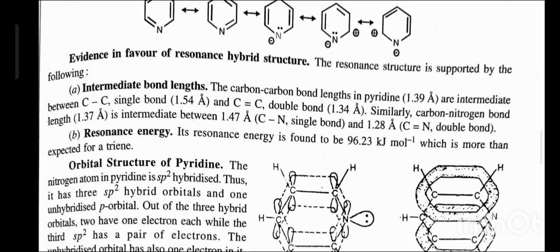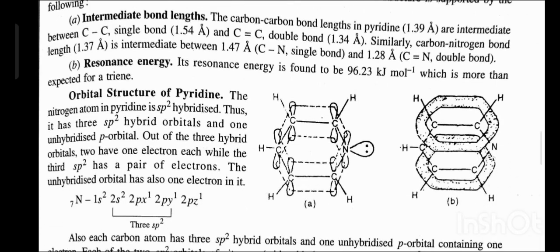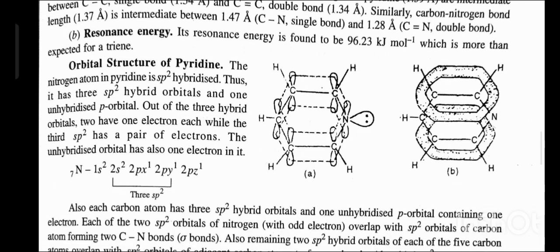Orbital structure of pyridine. The nitrogen atom in pyridine is sp2 hybridized, thus it has 3 sp2 hybridized orbitals and 1 unhybridized p orbital. Out of the 3 sp2 orbitals, 2 have 1 electron each, while the third has a pair of electrons. The unhybridized p orbital also has 1 electron in it.